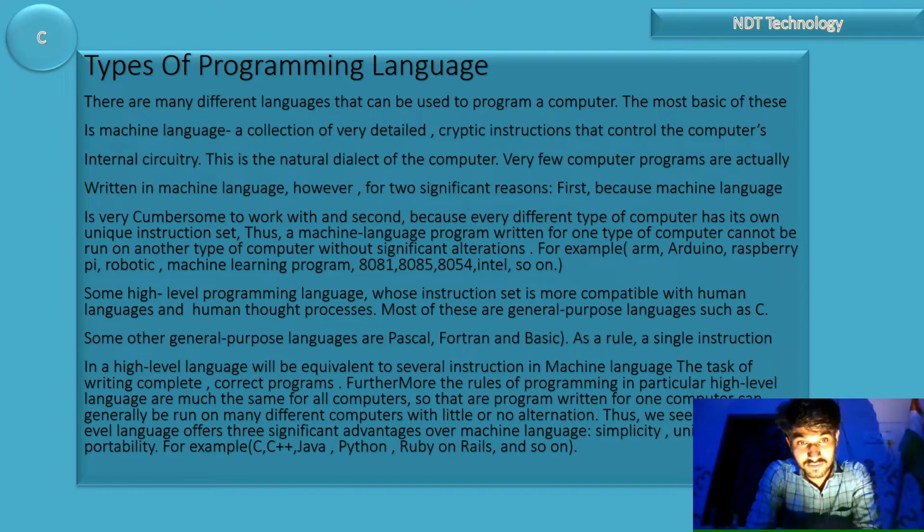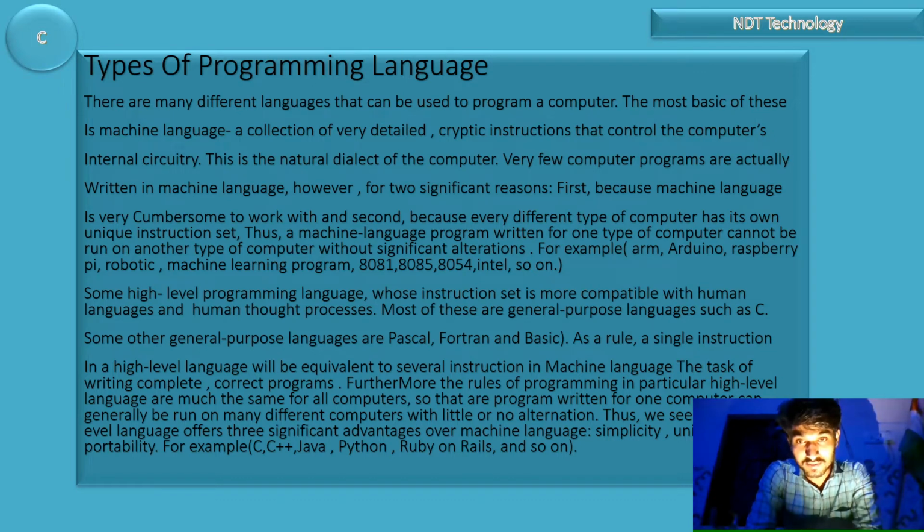Every high-level language offers three significant advantages over machine language. First is simplicity. The programmer has an understanding of the programming language, so in comparison to machine language, a high level or general purpose language provides simplicity. Second is universality. That means it provides readability and conceptability, right? So you have a concept to read the program at a very understandable level.